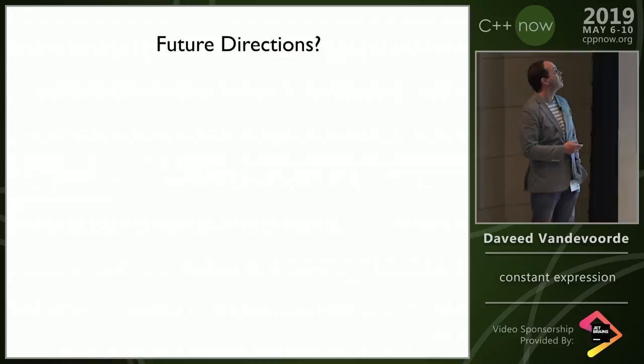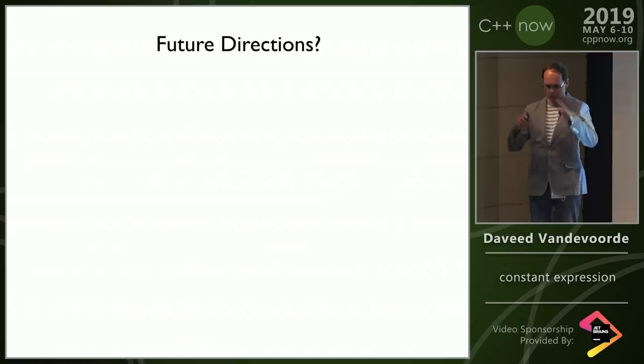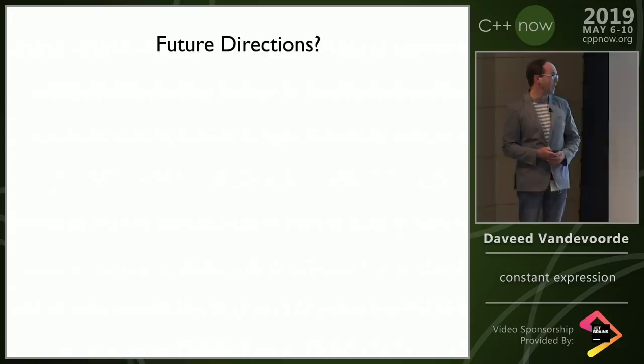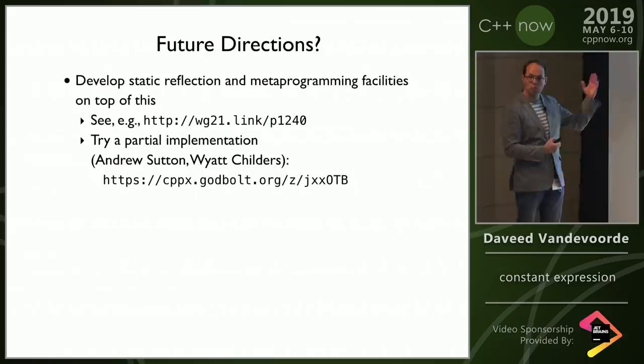Okay, so that's what I want to talk about. So three things: the overall fundamentals of how constants are evaluated in C++, where we're going in C++20, and what are the practical realities of today. Where are we going to go in the future? We're working on static reflection and also metaprogramming. And I think it's pretty exciting what we're doing there.